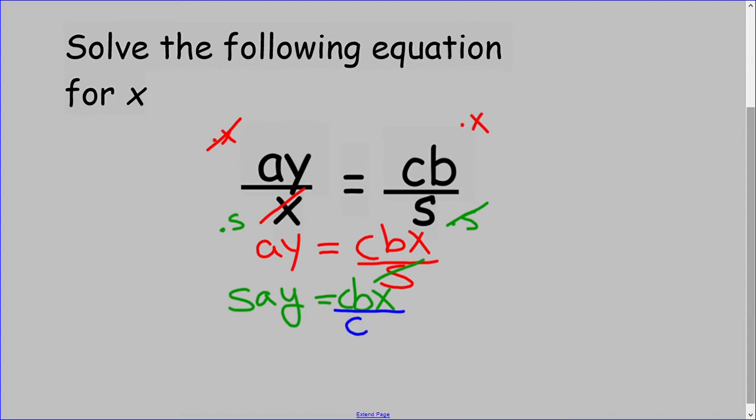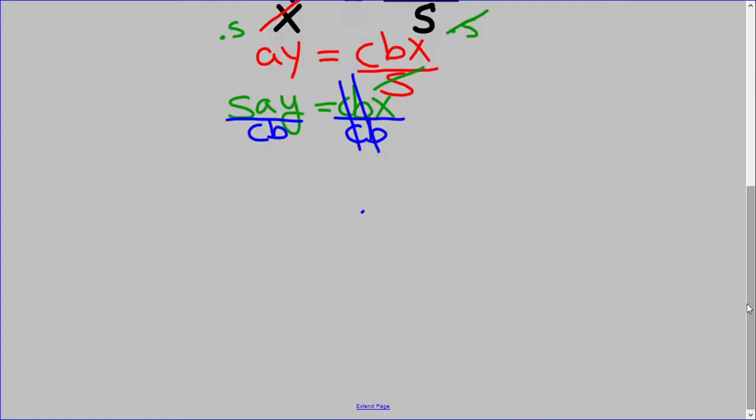So divide by C, divide by B. You could do those in separate steps if you like. I'm just going to do them together. Whatever I do to one side, you do to the other side. C divided by C gives you 1, B divided by B gives you 1. And so really what we're left with at the end is seeing what this works out to: x is equal to SAY over CB.